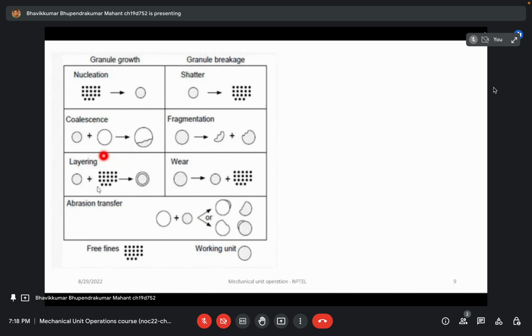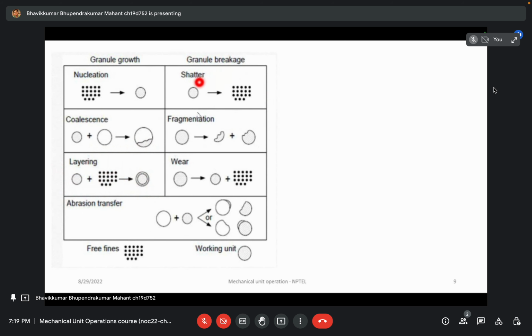various morphology, and then layering of our particle can be done. There may be coalescence, or there may be layering. In the layering, you can see the small fine particles. This big other particle can layer. The small particle can form the layer on this other particle.